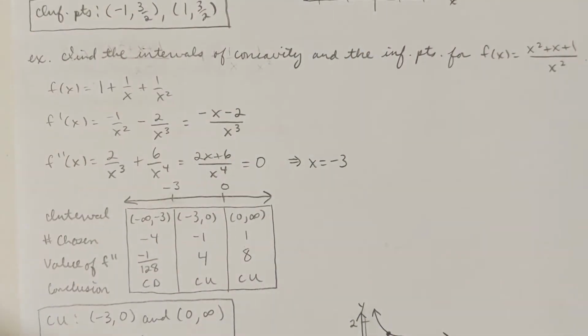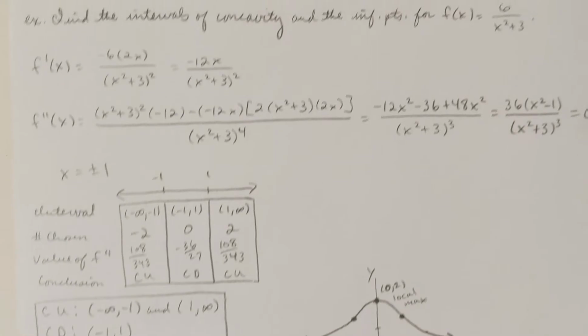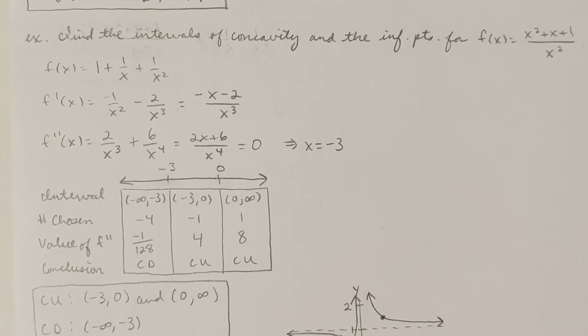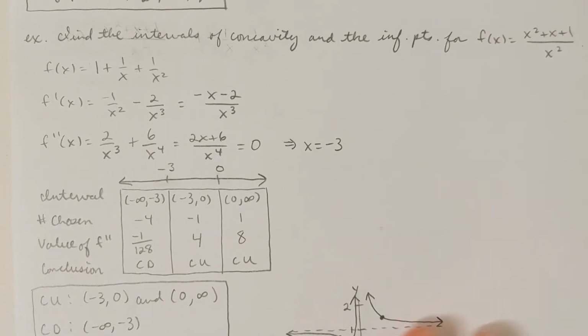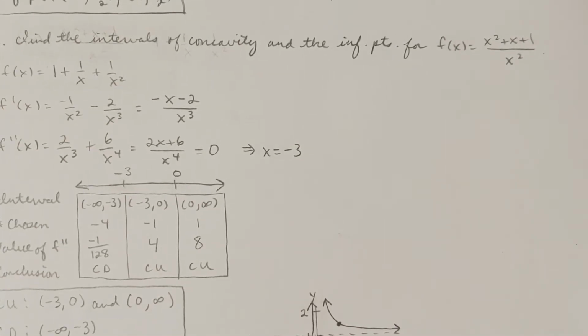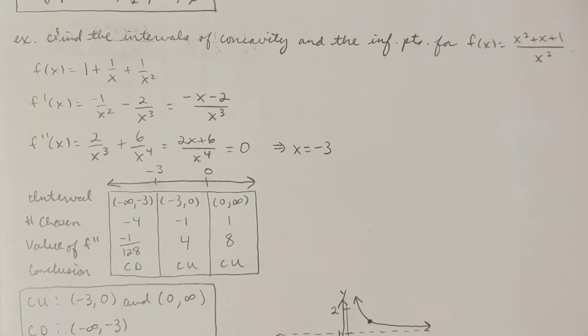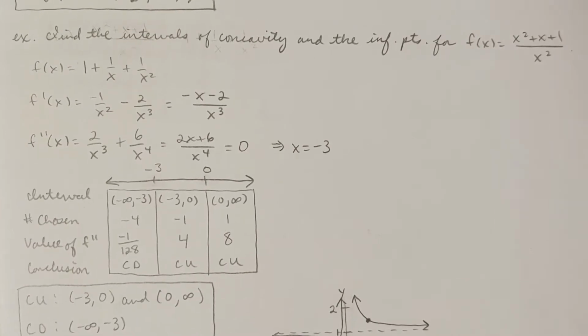All right, so we've looked at one example here. And so here's another problem that we'll take a look at. We want to find the intervals of concavity and the inflection points for the function f of x equal x squared plus x plus 1 all over x squared. Okay, so I'll need to find f double prime of x.